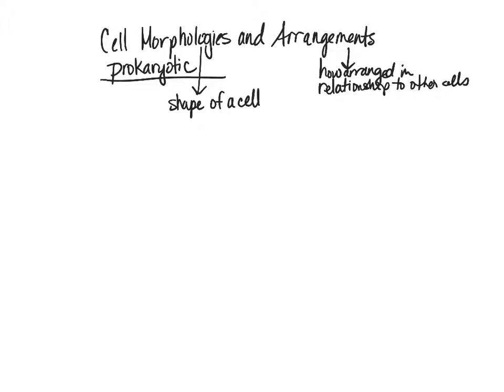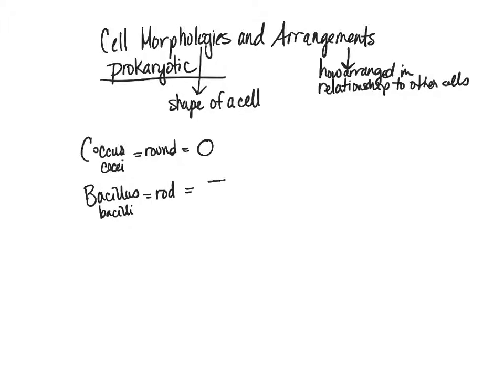Some of the shapes we've already spoken about. So we have coccus, or cocci, which is singular or plural. Again, remember that that is a round shape. Nice and round, spherical. It looks round to us, but spherical. We have bacillus, or bacilli. Recall what bacillus was. All right, so that's rod shaped. Remember that looked something like this. So our rod shaped bacterium.